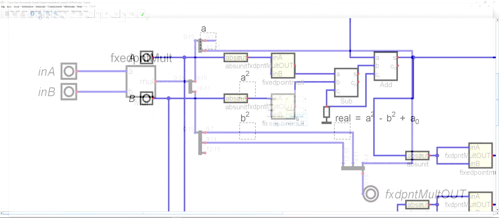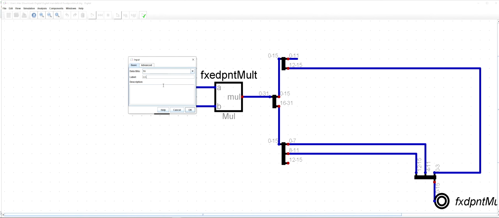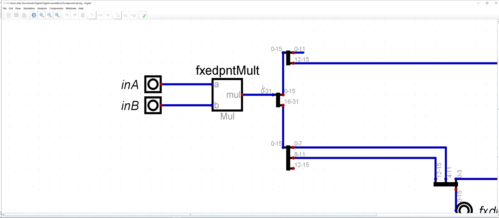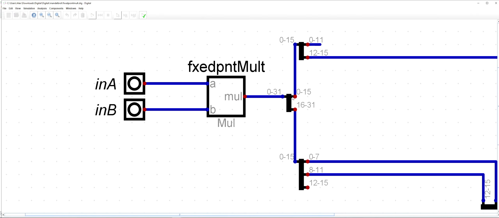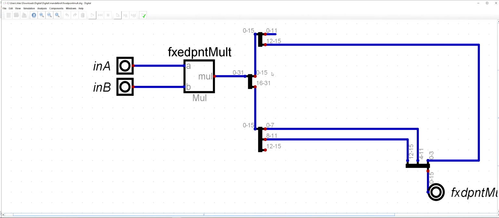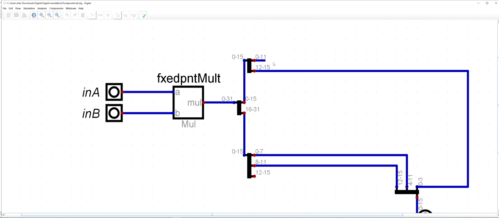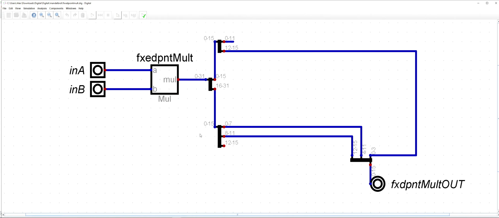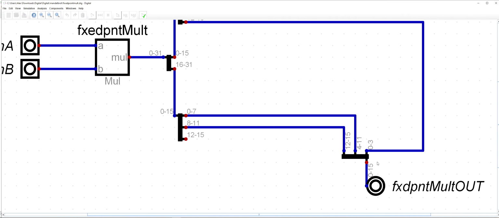And this fixed point multiplier, the way it works, is this is a 16-bit value, this is a 16-bit value. The multiplier outputs a 32-bit value, and we still need to somehow retain where our decimal point is. So what I do is I take the bottom 16 bits and take the 4 off of that, and then I take 8 bits there, and another 4 bits there off the high side, and that's how I retain my decimal point.